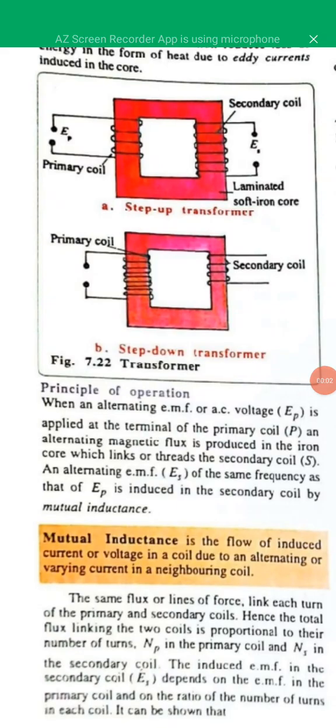Alright, now let's see the principle of operation of a transformer before we look at examples. When an alternating EMF or AC voltage is applied to the terminal of a primary coil, like I told us, the alternating EMF is coming from the electrical stations, from the high tension electrical networks and masts and stuff like that. Current brings about voltage. Current is the flow of charge, and once charge flows, EMF is induced.